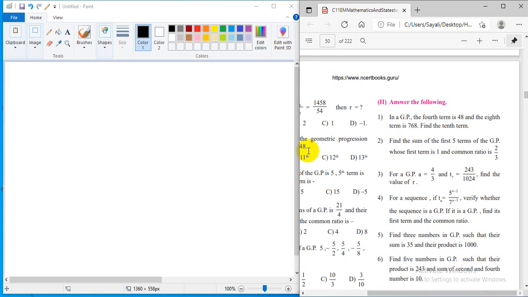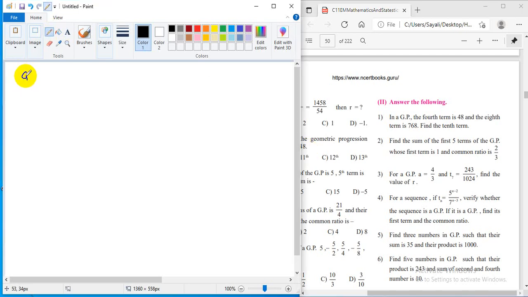in a GP the fourth term is 48 and 8th term is 768. Find the 10th term. So now the problem is about geometric progression, and what is told to you, fourth term T4, it is 48. And 8th term, that means T8, this is 768. Using these two you have to calculate T10.